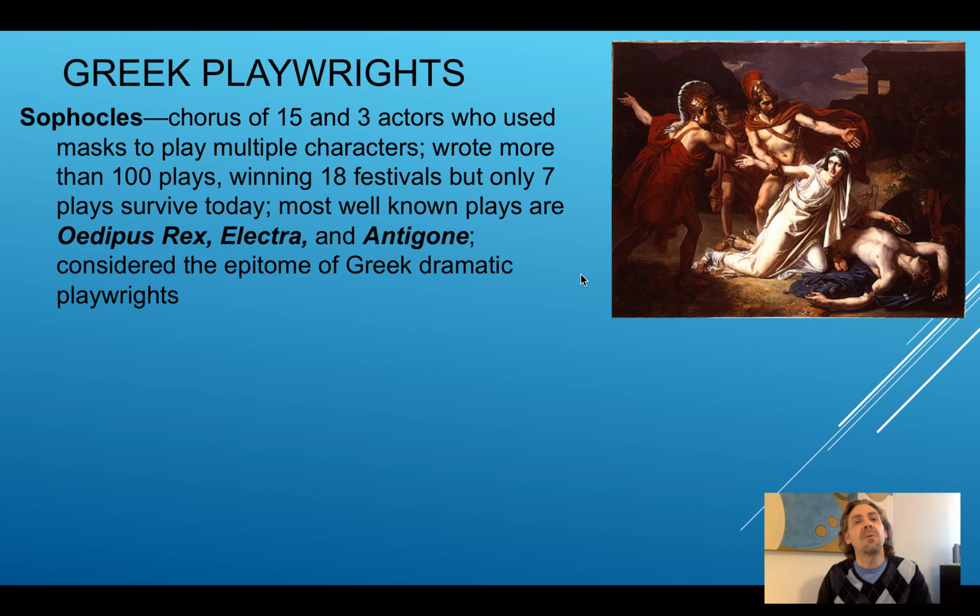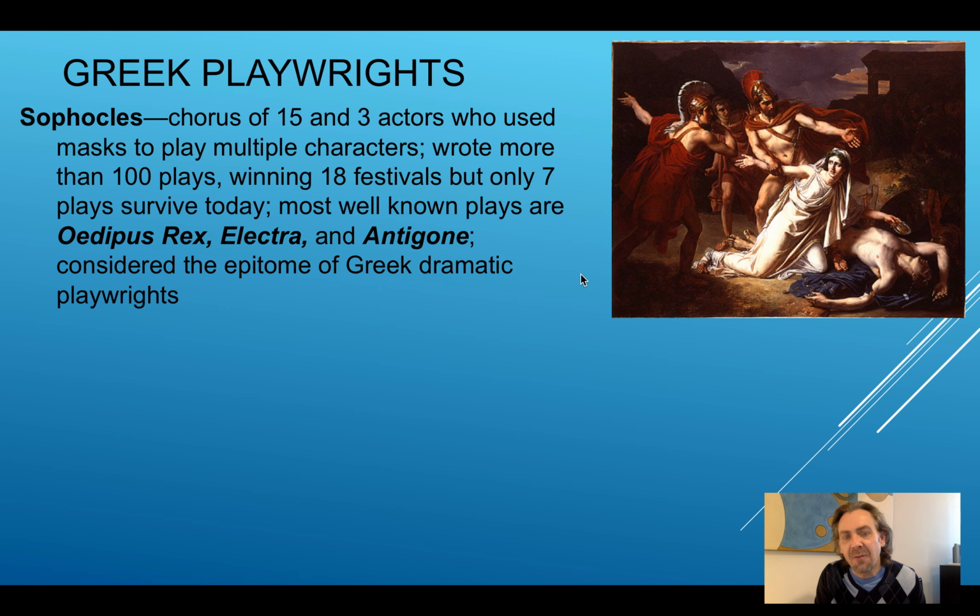The second Greek playwright we're going to look at is Sophocles. Sophocles generally had a chorus of about 15, and he used 3 actors who themselves wore different masks in order to play multiple characters. It's believed that Sophocles wrote more than 100 plays, that he won the festival 18 times. But of those 100 plays that he wrote, only 7 survive today, with Oedipus Rex, Electra, and Antigone, Antigone being the one you're reading, considered to be his most well-known.